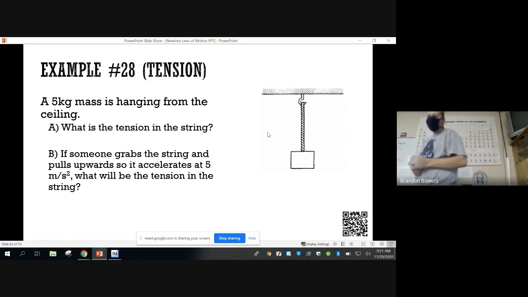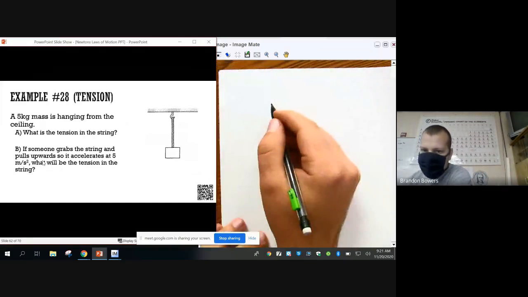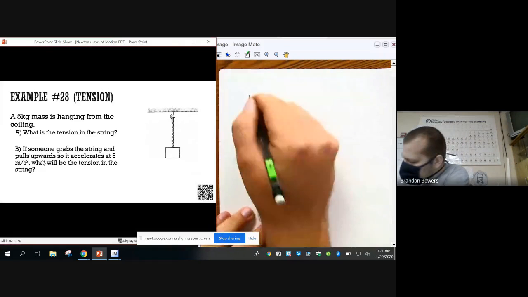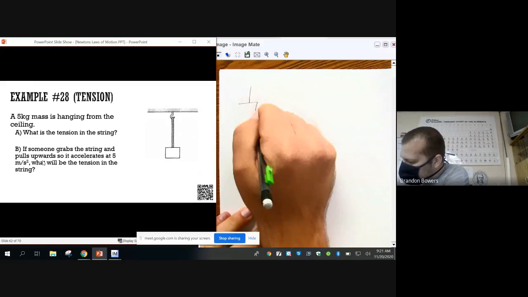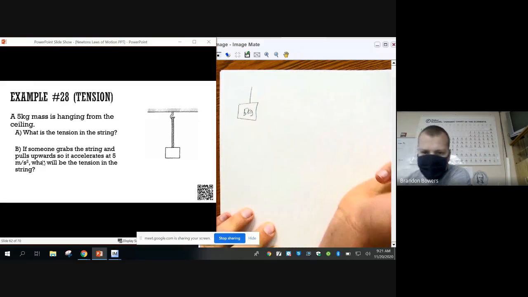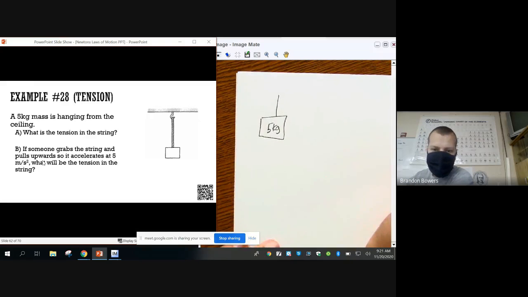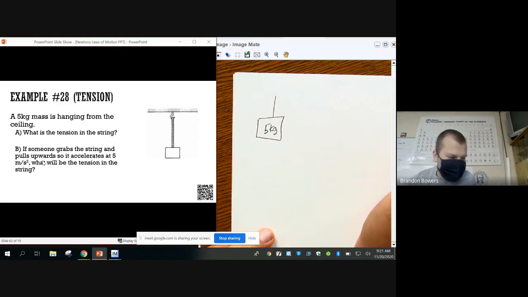Number 28. A 5 kilogram mass is hanging from the ceiling. What is the tension of the string? I'm going to draw it out right here. So I got my string, 5 kilogram mass. What is the force acting on it? Gravity. Is that the only one? Yes, absolutely.